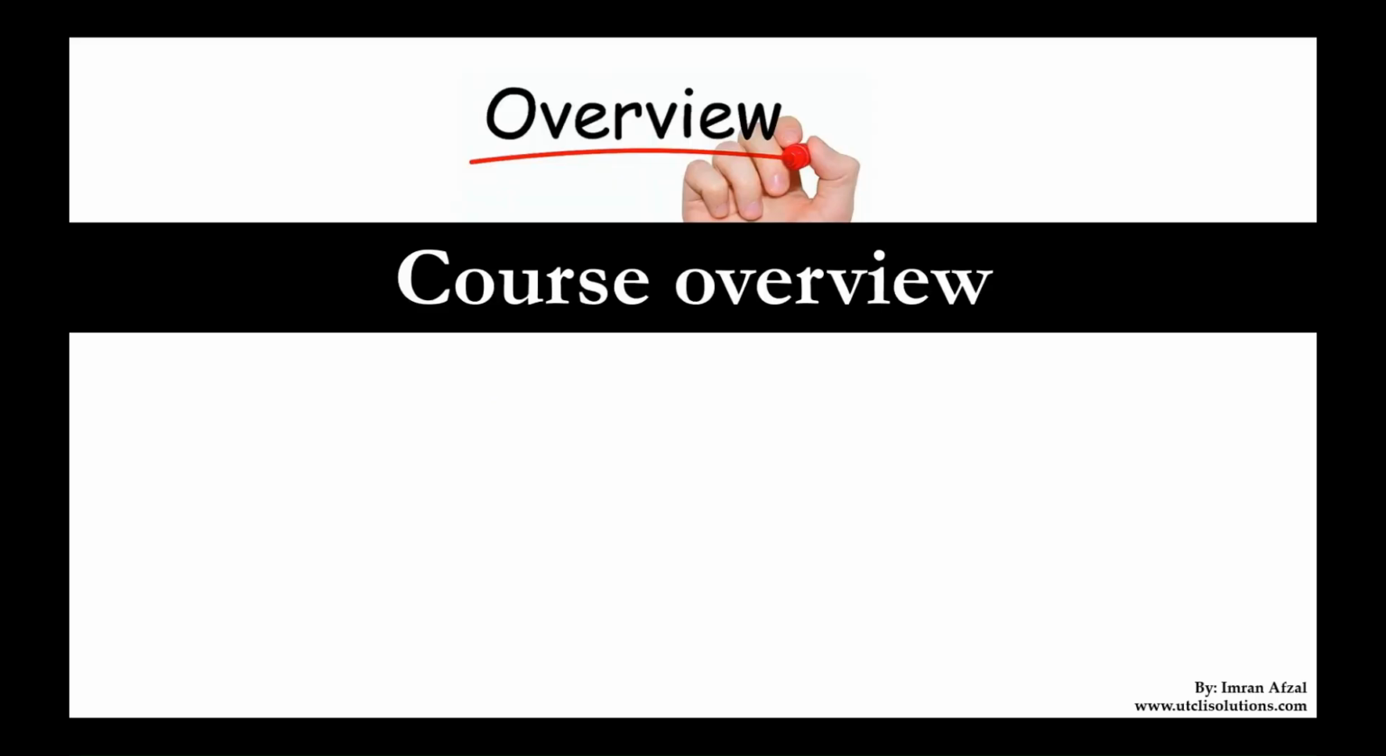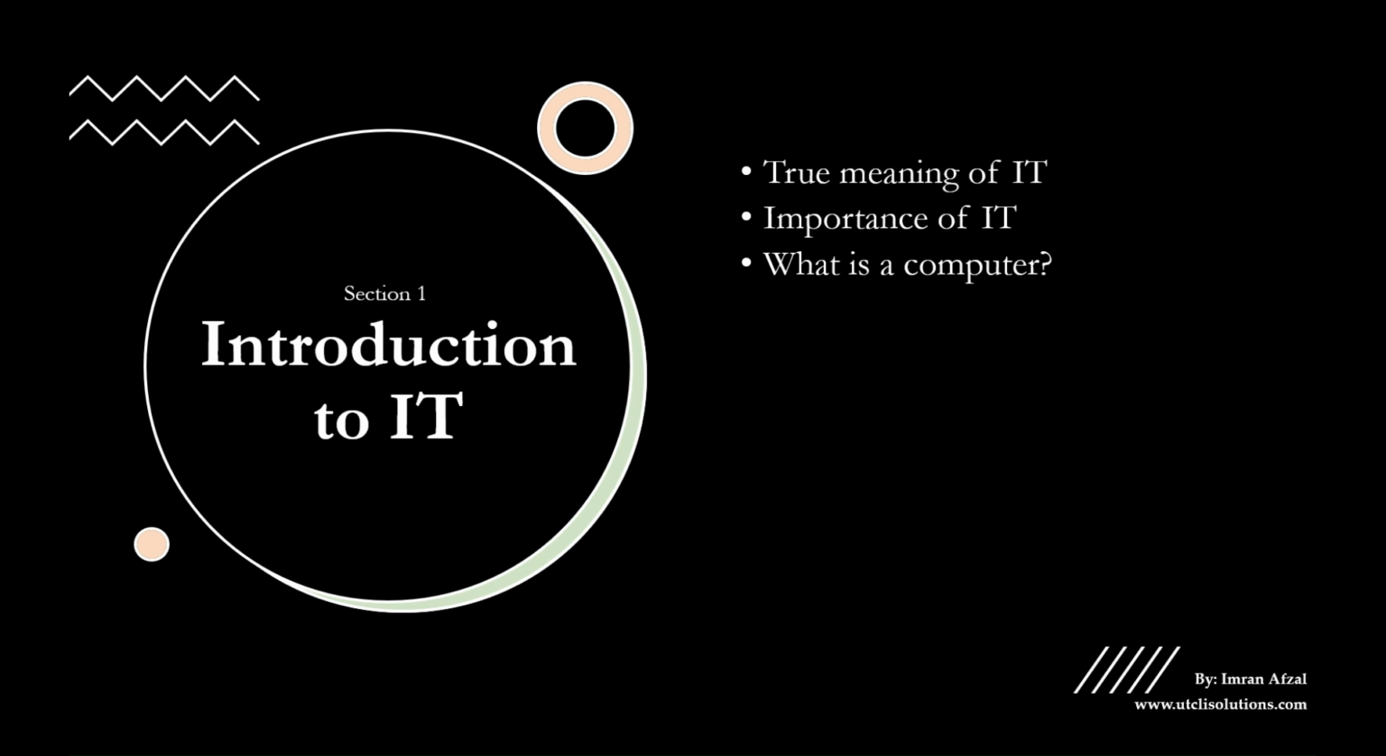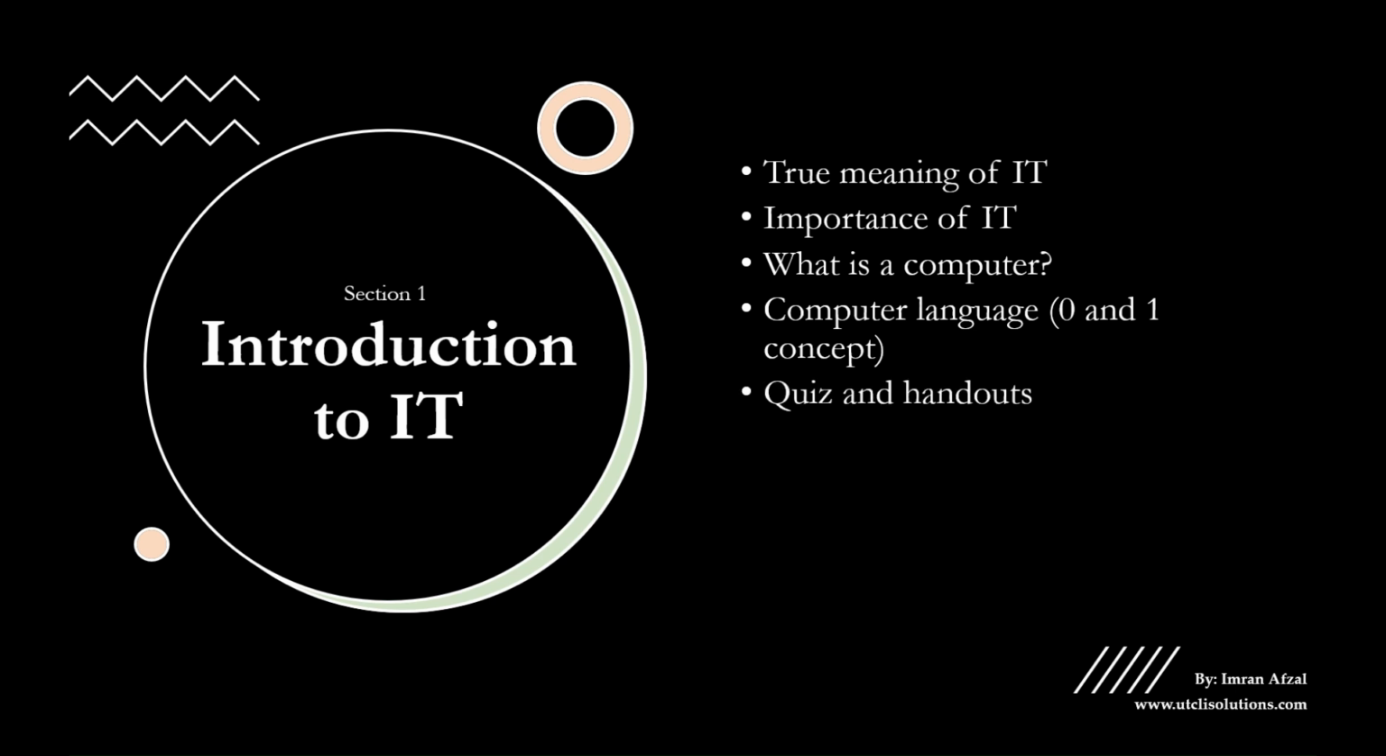Hello, beautiful people. Let's spend a few minutes and go over our course syllabus and understand what exactly is included in this course. I have broken down this course in 15 different sections. In section one, we'll talk about the introduction to IT. That is the meaning, the importance, and we'll talk about computer language, zero and one. We all talk different languages as humans, but in computers, there are no languages like English or Chinese. We'll talk zero and one. Then every section will have quizzes and handouts.